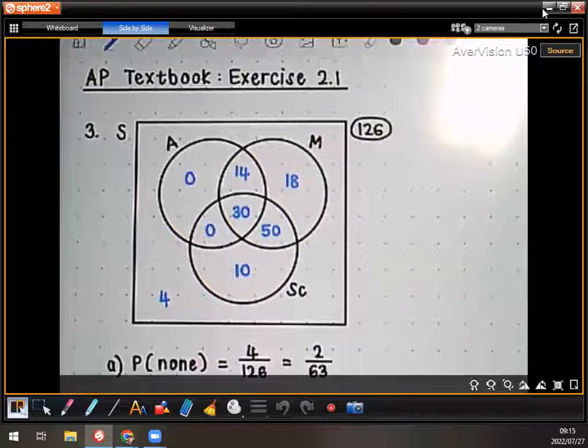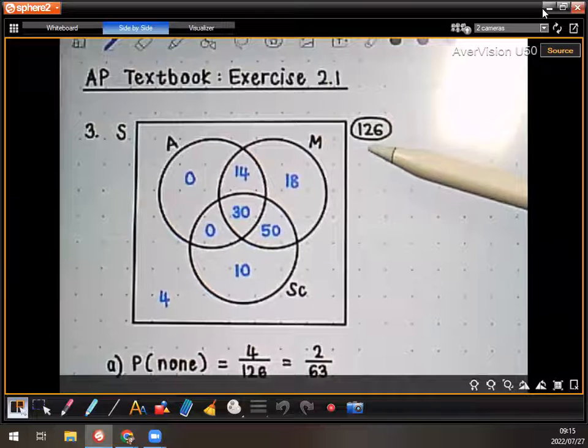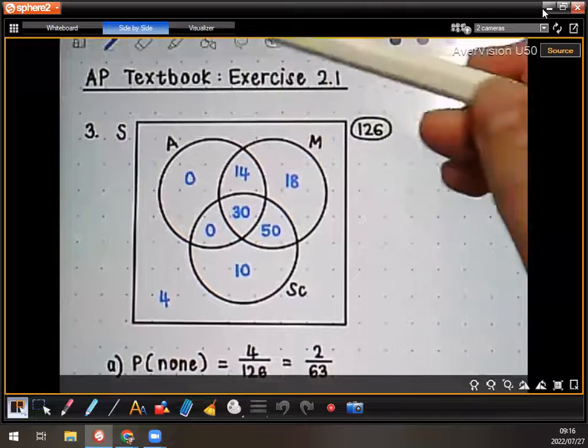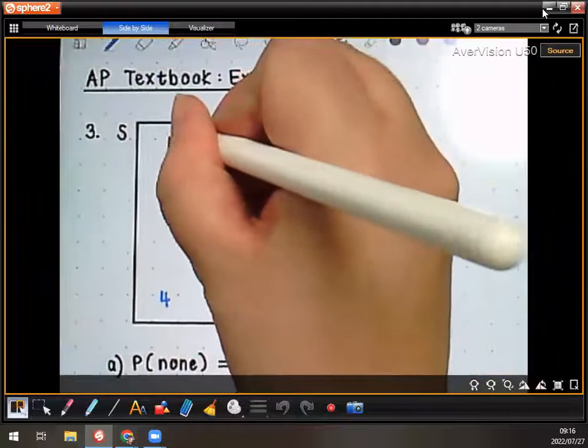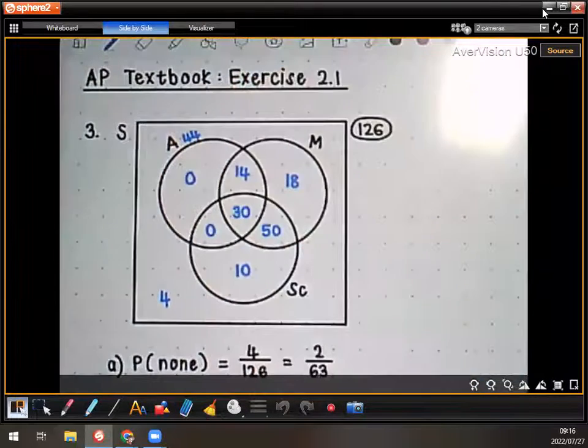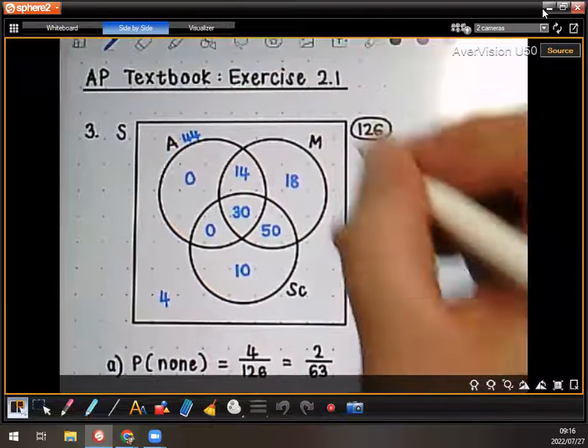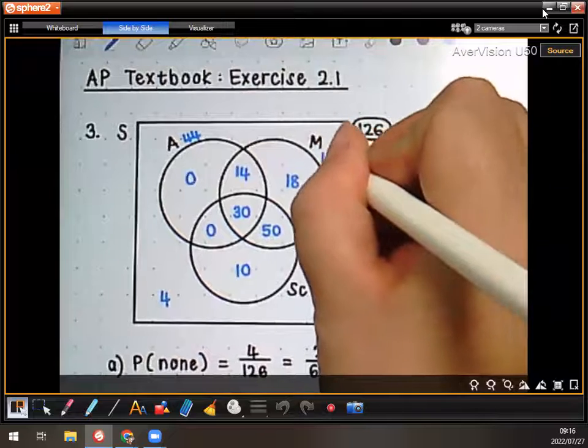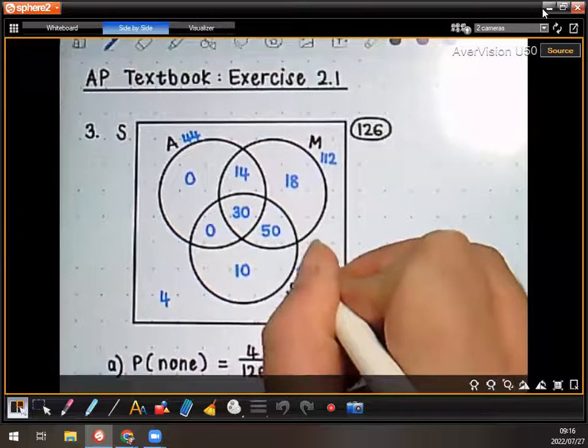All right, guys. So let's listen up quickly. They're saying there are 126 pupils in grade 10. Okay, so we can at least put that there. 44 people do add maths. All right, so again, let's write our 44 there. 112 pupils do maths. And 90 pupils do science.